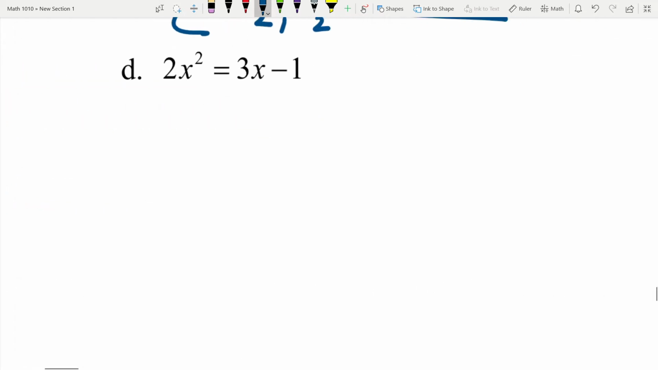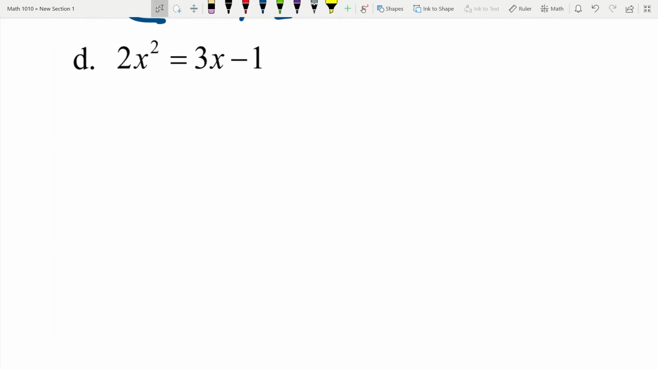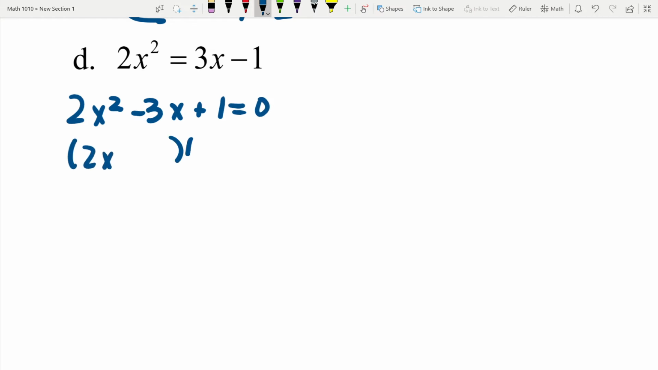Question D. Step number 1, set it equal to 0. Do not put the stuff on the right-hand side, okay? Put it on the left, please. So go 2x to the second minus 3x plus 1 equals 0. Factor. So it goes to a 2x and a plain x. Don't forget the equals 0. Signs are the same, they're both negative. 1 and 1 multiply to give me 1.